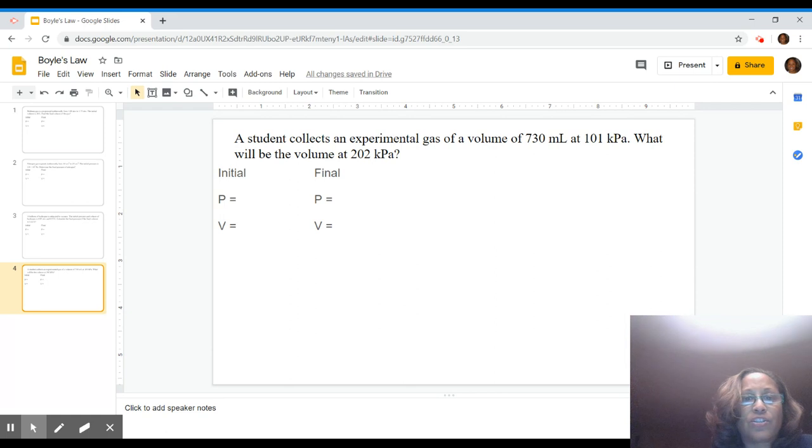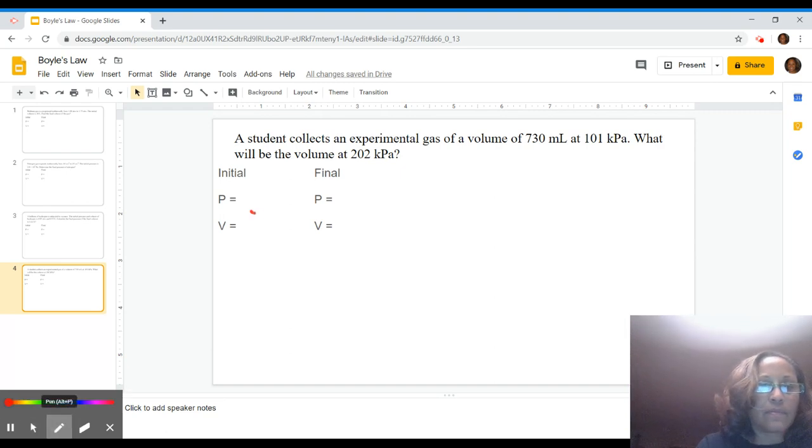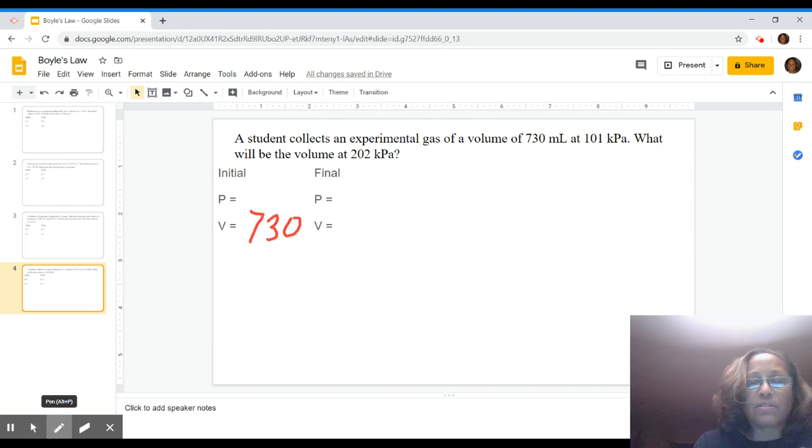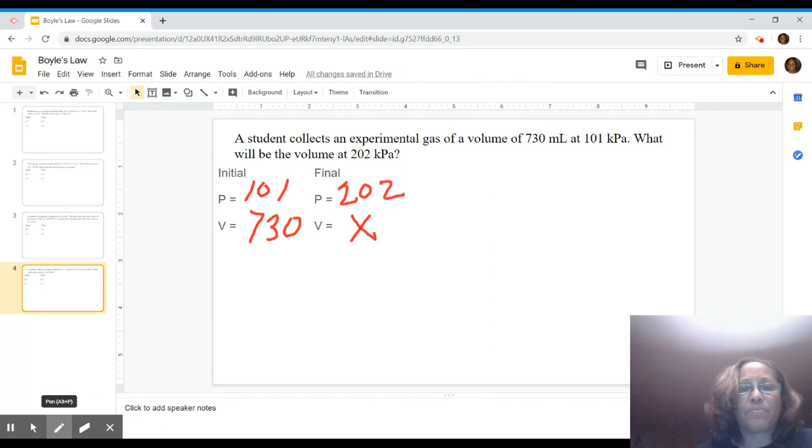A student collects an experimental gas that has a volume of 730 milliliters at 101 kPa. So I have 730 milliliters and 101 kPa. So I have an initial pressure and initial volume. And then it says, what will the volume be? So I don't know the volume. I'm going to call that X. If my final pressure is 202, so I'm going to double the pressure. What's going to happen to my volume? The equation does not change.